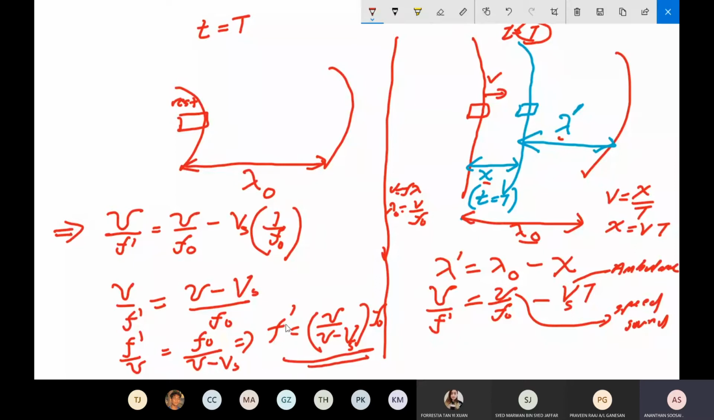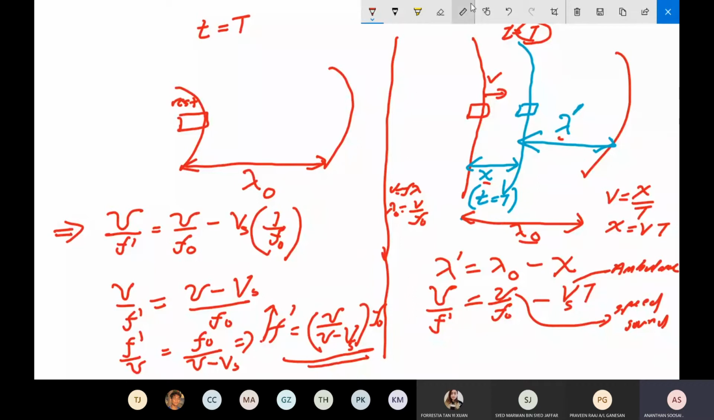So the new frequency linked to the original frequency depends on what speeds? The speed of sound and the speed of source. If the speed of source increases, the denominator gets smaller. When Vs gets bigger, the denominator gets smaller, so F dash becomes very huge, a very high frequency. So the speed of source affects the frequency sensed by the person, because of the distance traveled. The wavelength has been shrunk.